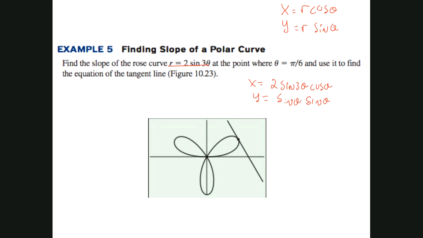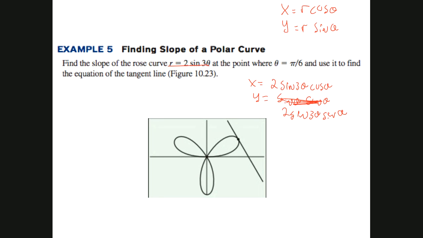I believe. Oh no, that is not. R is, I don't know what I was looking at. I was looking at the same thing. Sorry about that. It's going to be 2 sine of 3 theta sine of theta. All right, so here's my x value, here's my y value.